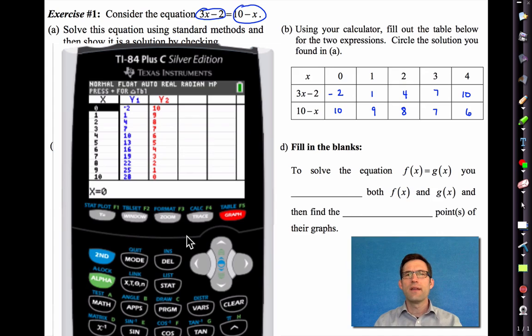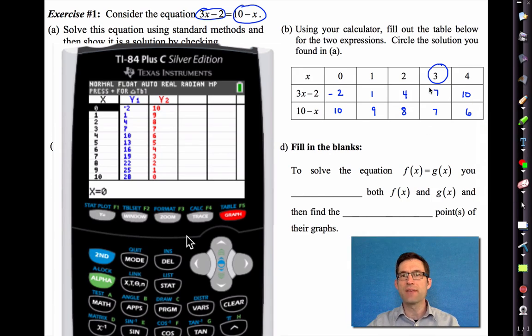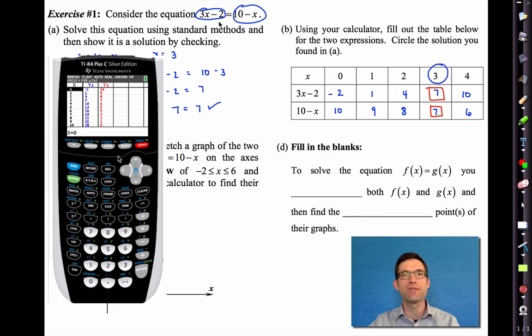Now, it says circle the solution you found in A. There it is, right? Now, why is that the solution? That's the solution because it's the x value that makes the output of the two expressions equal. And that's what this equation says, right? And that's what solving the equation means: to find the input that makes the output of these two expressions equal to each other. In fact, equal to 7. There's the 7 in our check.